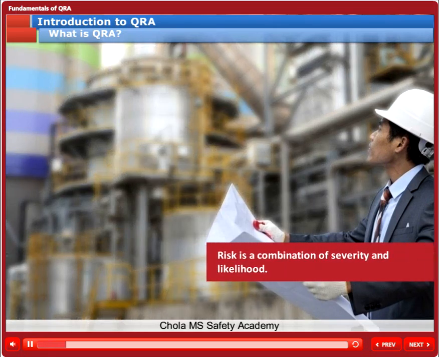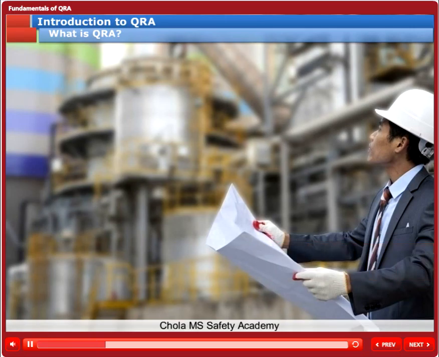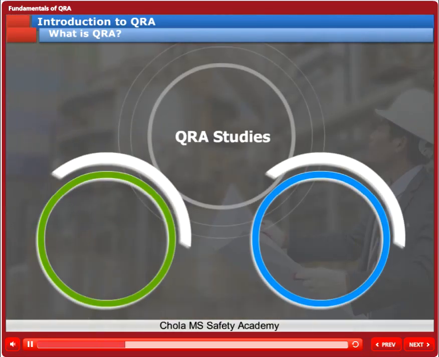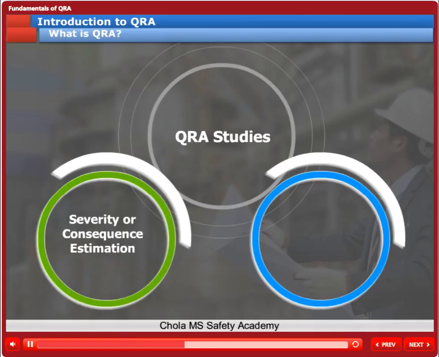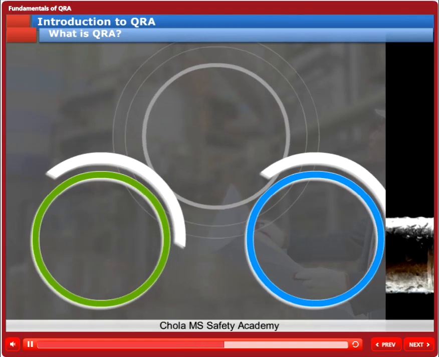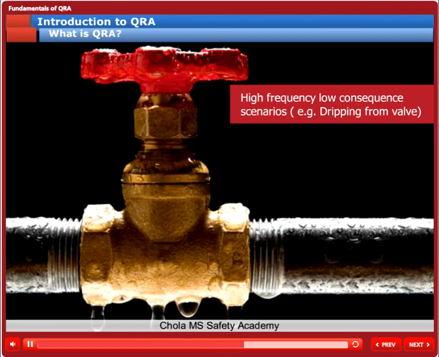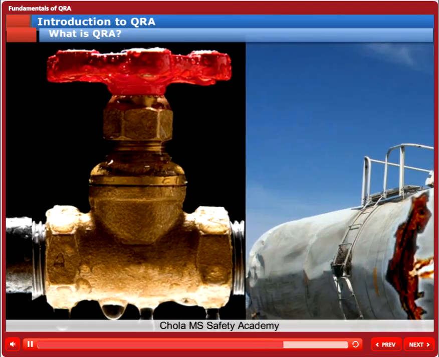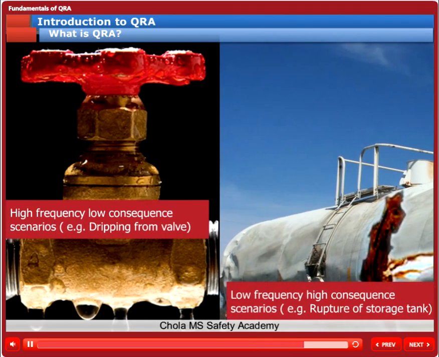Risk is usually considered as a combination of severity and likelihood. And QRA studies consist of two parts: first, severity or consequence estimation, and second, likelihood or frequency estimation. There may be high frequency, low consequence scenarios, for example dripping from a valve, and low frequency, high consequence scenarios, for example rupture of a storage tank.